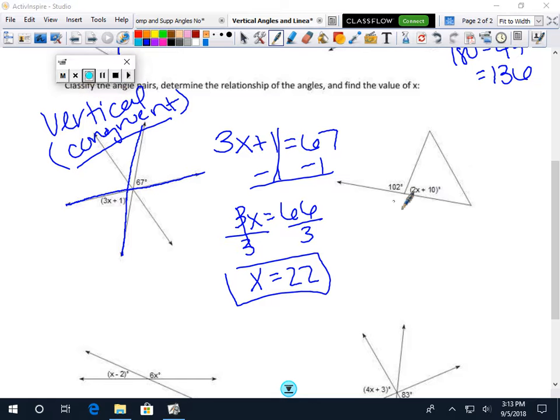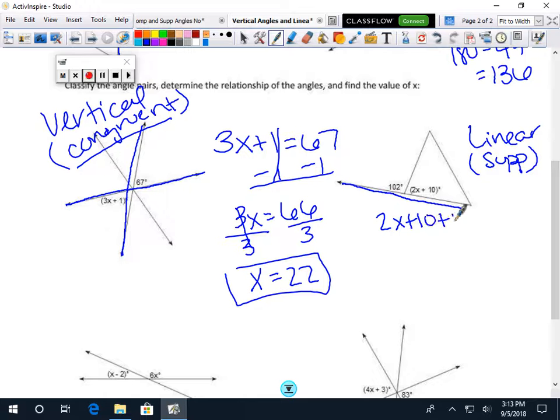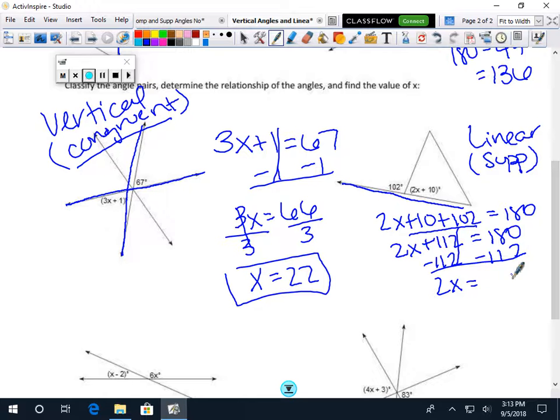All right, the next pair here, we form a straight line. So these are a linear pair. And when they're linear, we know that they are supplementary. So the two angles add together to equal 180. So 2x plus 10 plus 102 is equal to 180. I'm going to combine my like terms here. 10 plus 102 gives me 112. 2x plus 112 is equal to 180. To solve for x, I'm going to subtract 112 from both sides. I get 2x is equal to 68. Divide by 2, and x is equal to 34.